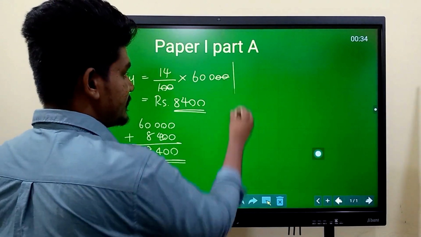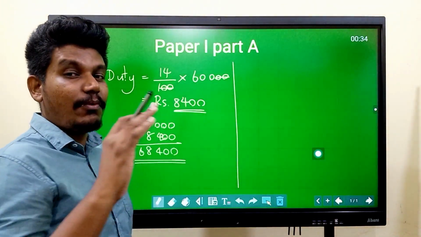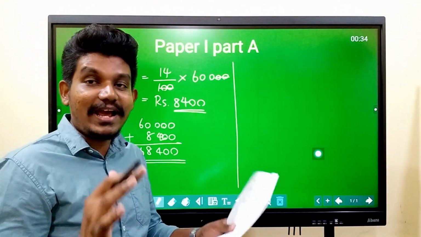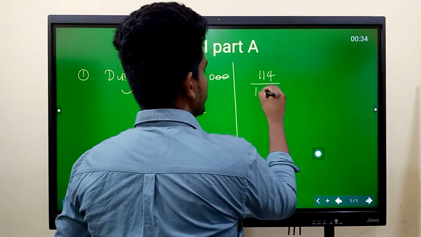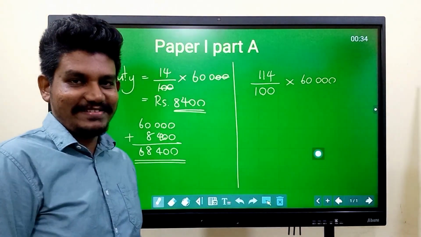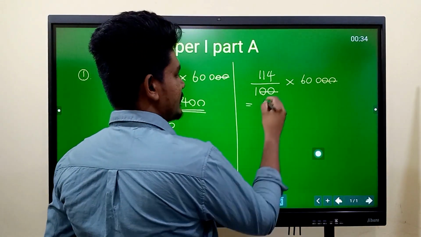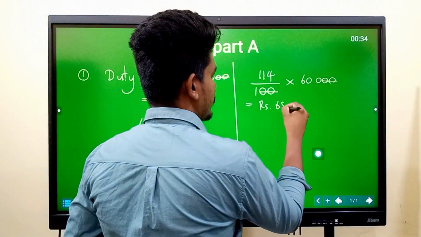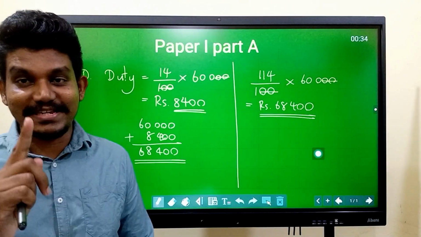And we have another method of doing the same question. This is easy. If the percentage is 14%, we can take the percentage for the final value as 114%. Then straight away you can get it as 114% times 60,000 rupees. Then you can get the answer by cutting off 2 zeros. The amount will be the same, 68,400. That's the answer for the first major question.